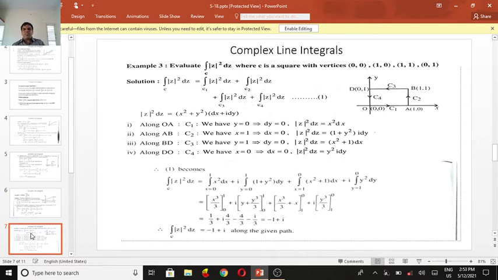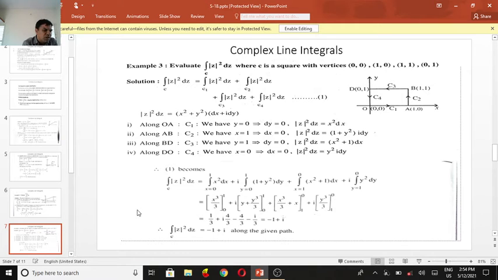Now we come to one more example. In line integrals along C1, C2, C3, direction is very important. Suppose we evaluate the integral over C of mod z square dz, where C is a square with vertices (0,0), (1,0), (1,1), (0,1). First make a graph. Using the vertices, plot a graph.